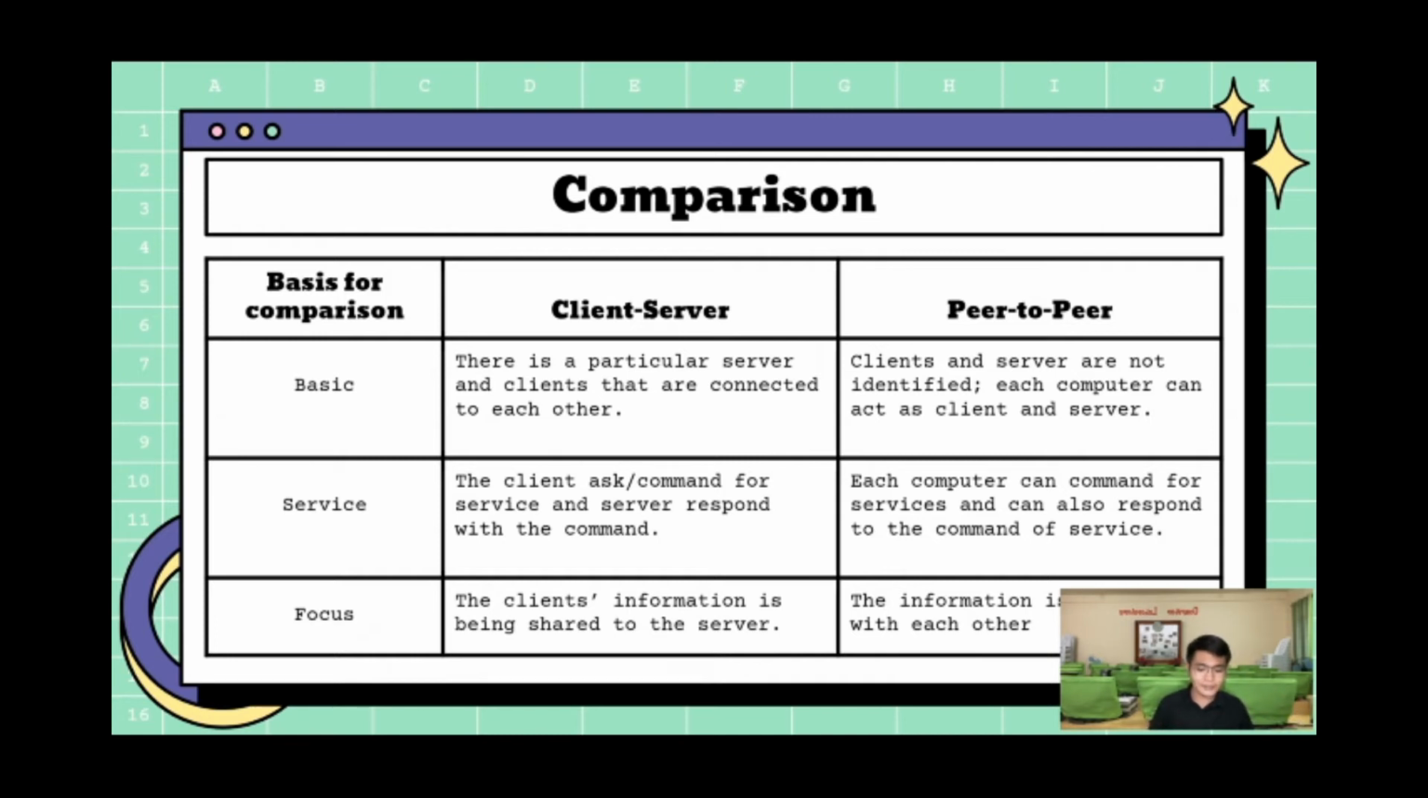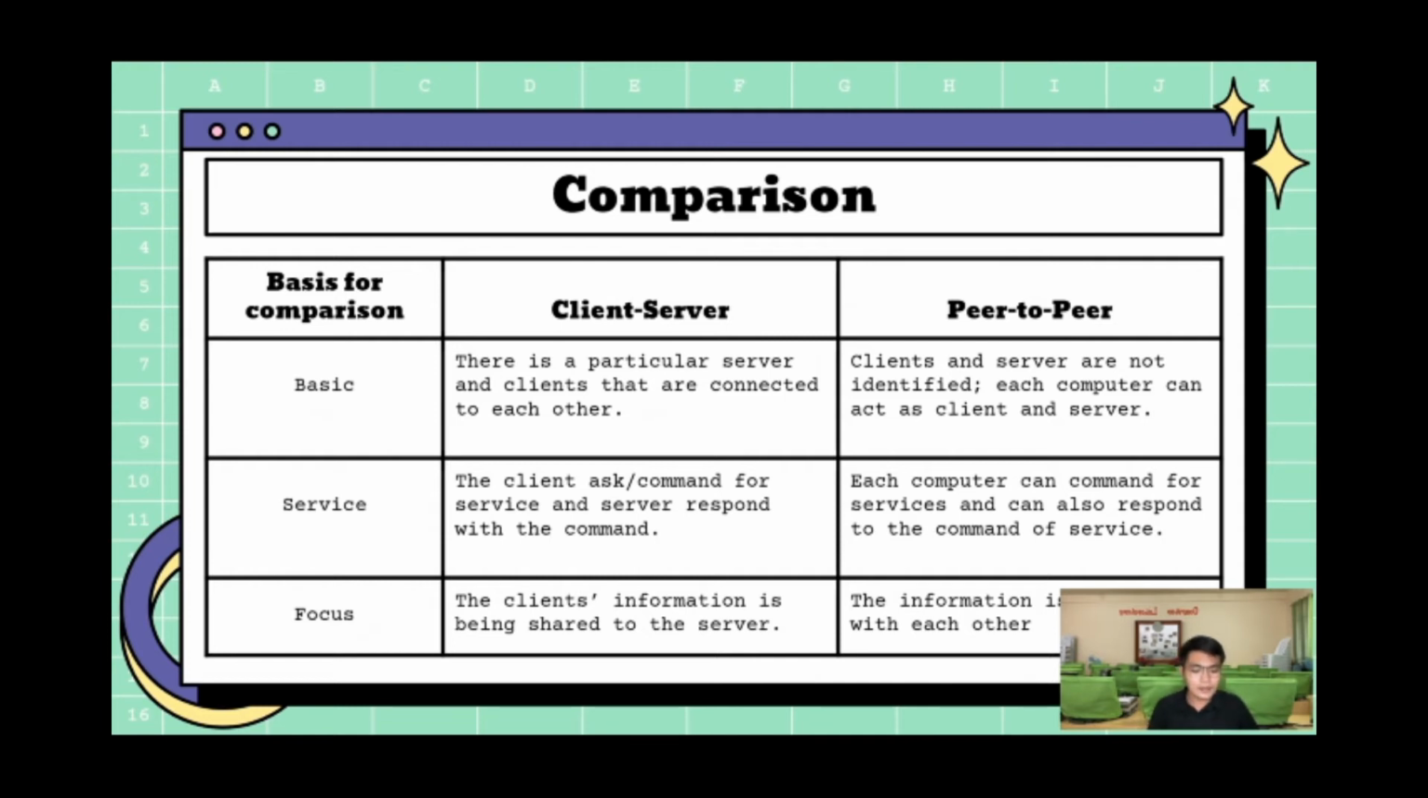So, next, comparison sa service. The client ask or command for service and the server respond with the command. So, si client, for example, magpiprint. So, si client ngayon, mag-a-ask ng permission kay server to use the printer. So ngayon, gagawin ni server sa request for printing ni client, i-allow niya ngayon for printing yung request. So, kailangan pa ng permission before using yung resources. Samantalang kay peer-to-peer, each computer can command for services and can also respond to the command of service. So, wala nang kailangan na permission. Kumbaga, makakapag-print ka right away.